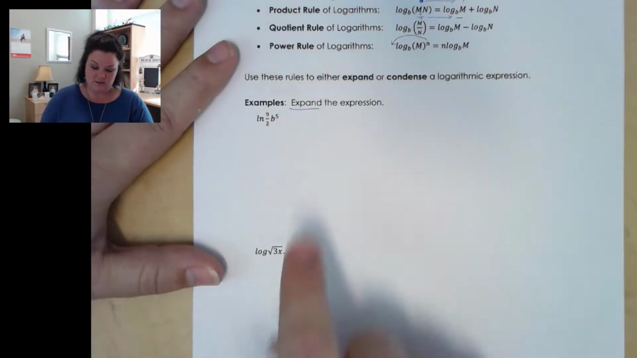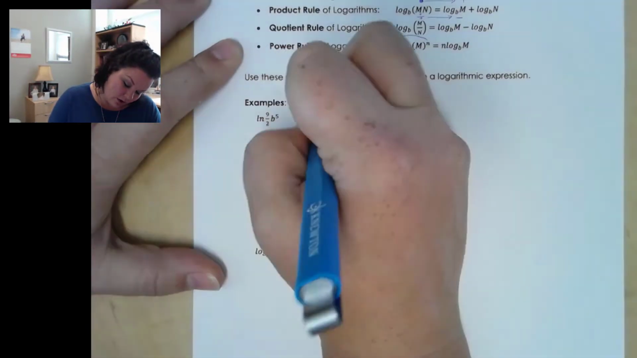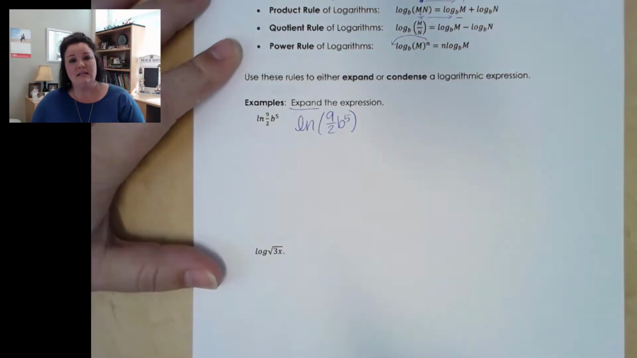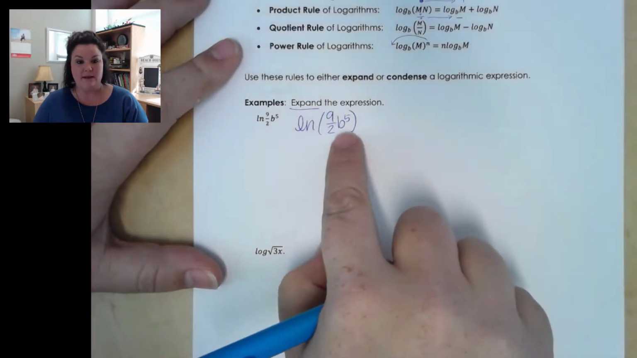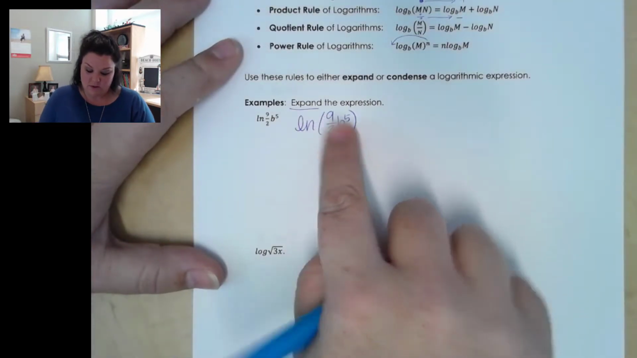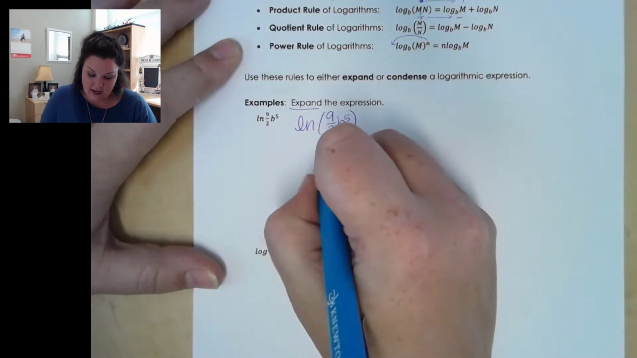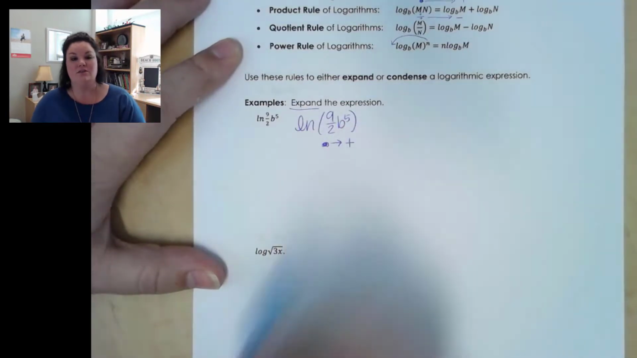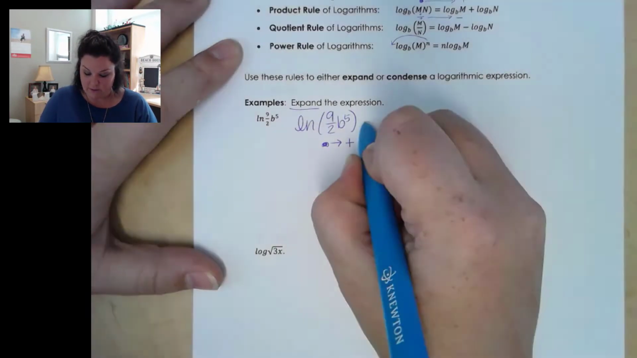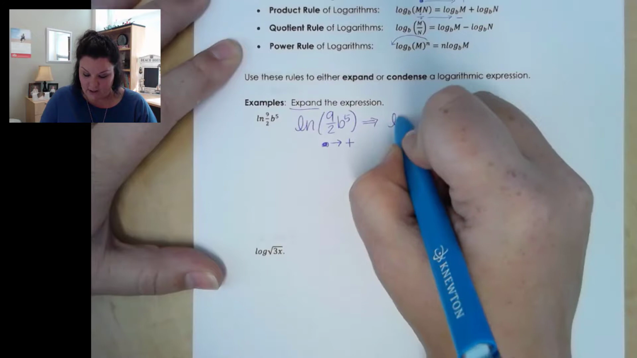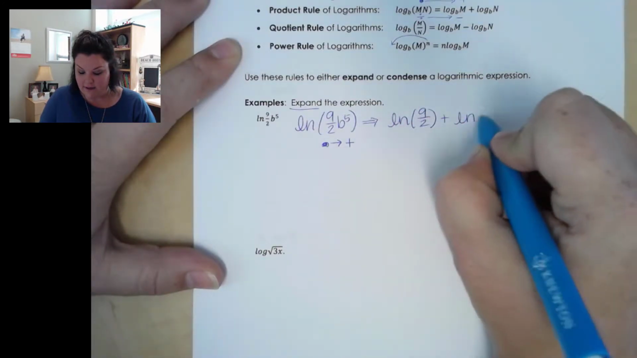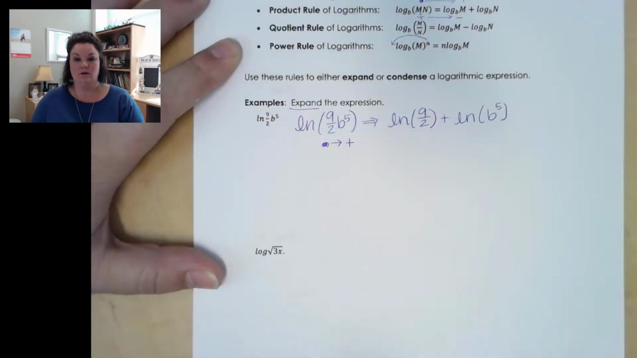All right, so let's look at this one. Here we have the natural log, or the ln, of 9/2 b to the 5th. And the first thing that I notice is that I have two separate bases in here. I have 9/2 and I have b to the 5th. So if I have a multiplication, I know that I can expand that into an addition of natural log terms. So I'm going to rewrite this as ln of 9/2 plus ln of b to the 5th power.